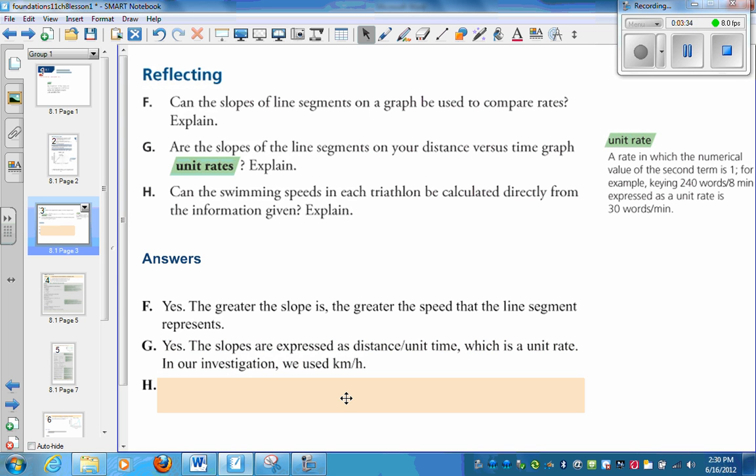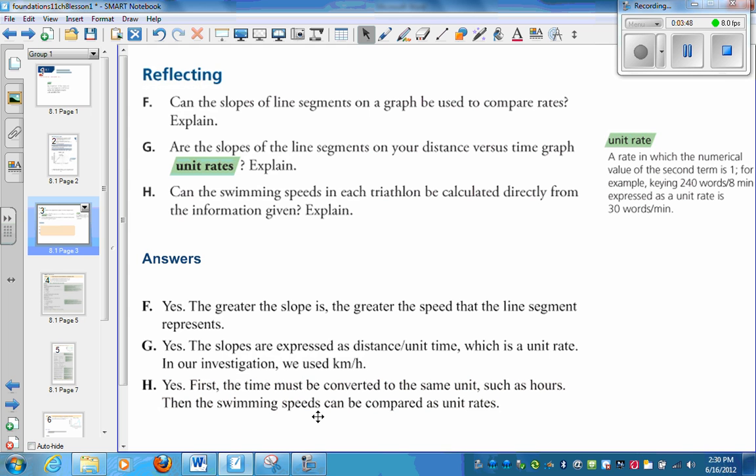In our investigation, we use kilometers per hour. So it's a lot easier to say I went 100 kilometers an hour instead of I went 500 kilometers in 5 hours. It's easier for us to understand unit rates. Can the swimming speeds be calculated directly? Yes. First, the time must be converted to the same unit, such as hours.